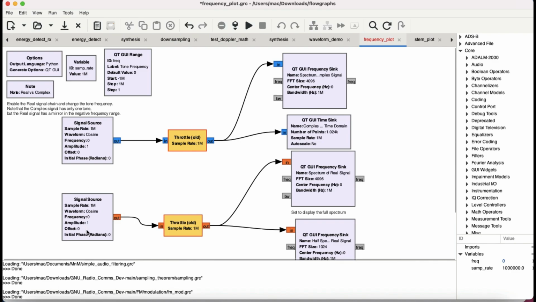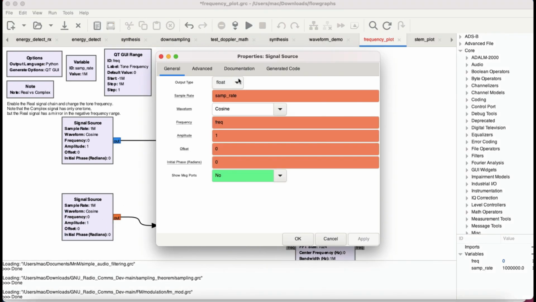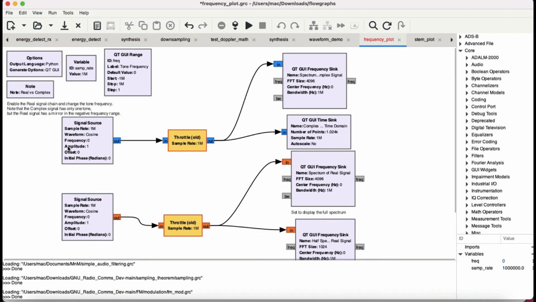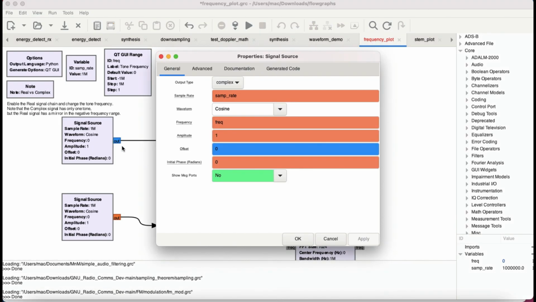Now, on the other hand, we're also exploring the real signal as well. If you were to look at it, you can see that this is a float. So I have chosen float. That is actually orange, and that is going to give you a real signal. So the one thing that you need to also observe is that the output type is what matters.